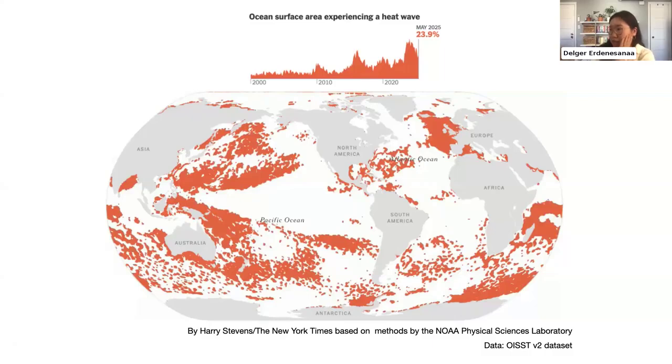Yeah, and this map, which was done by another graphics editor at the Times, Harry Stevens, is from a story we did showing that these marine heat waves are forming all over the ocean with much greater frequency. And in fact, they're reaching a point where this is the new normal.